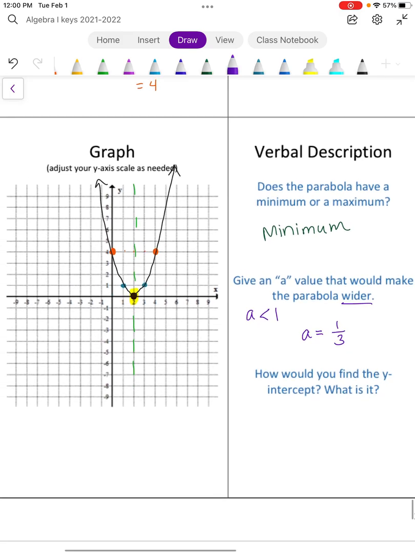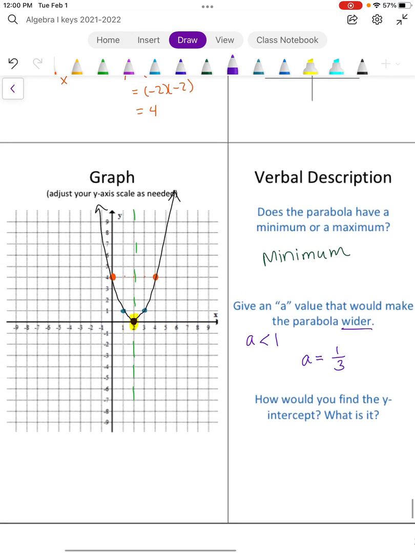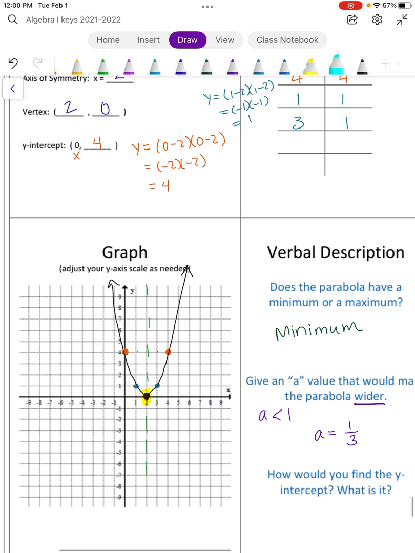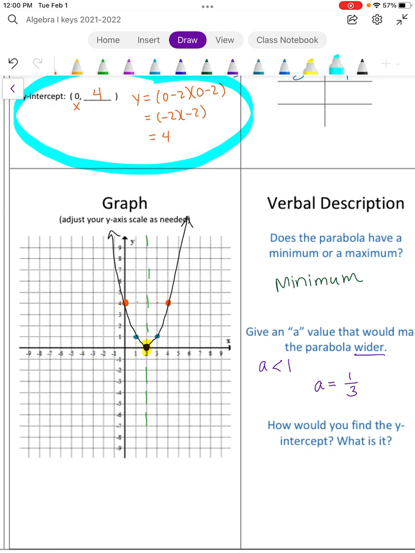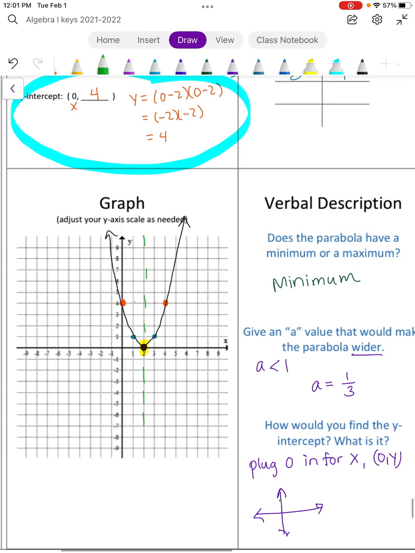Then last but not least, how would you find the y-intercept, and what is it? Well, we found the y-intercept up here, they told us to. So we find the y-intercept by plugging 0 in for x. So plug 0 in for x, and that gives you the point (0, y), and your y value is your y-intercept. What is it? Your y-intercept is the point where your parabola is crossing your y-axis. And again, we find that by plugging 0 in for x.